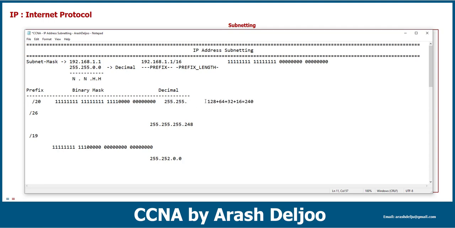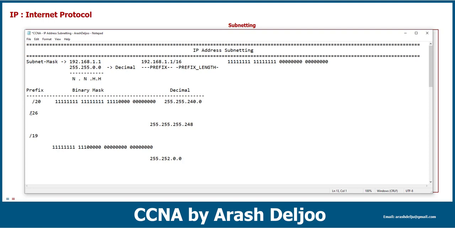Because of that, you can write 255, 255, 240, then 0. This is the decimal value of this subnet mask. Okay, this is the first example. In the first example, as you saw, we had the binary version, and we can, for example, write the prefix version of the subnet mask and also the decimal version of the subnet mask. This is only one practice. Let me do the second example.